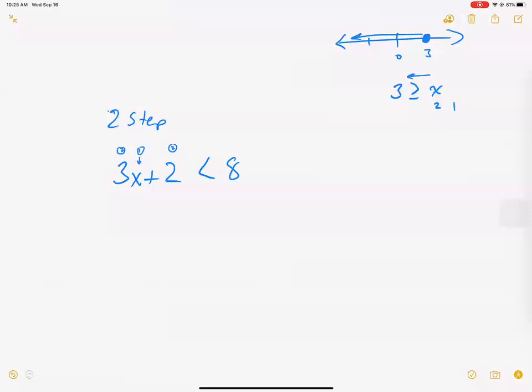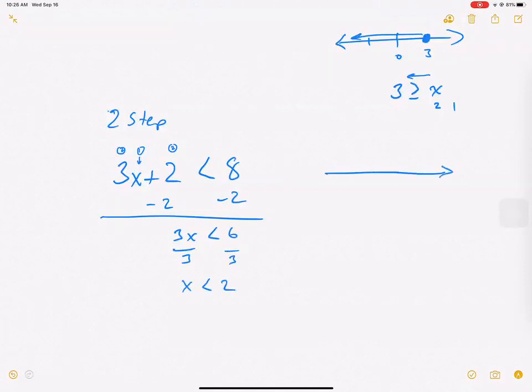Hopefully you guys are getting better at this. Which one do we get rid of first? The one that's close to the x or far away from the x? The way I try to get it stuck in your brain, get rid of stuff that's farthest away. So the 2 is farthest away, so we're going to subtract the 2 from both sides. 3x is less than 6. Almost done, divide by 3 on both sides. X is less than 2.